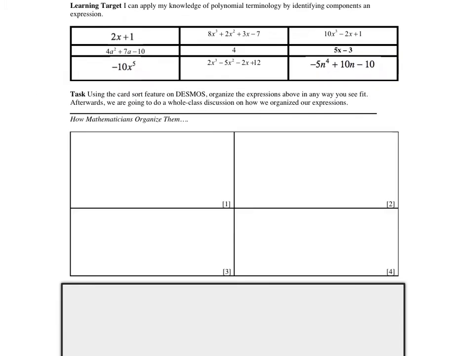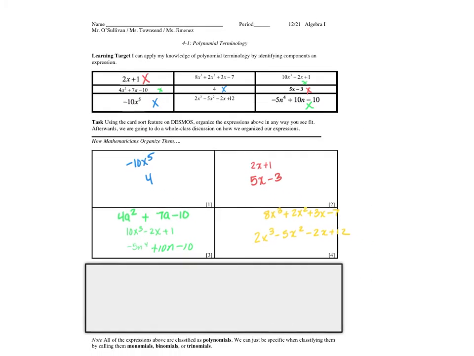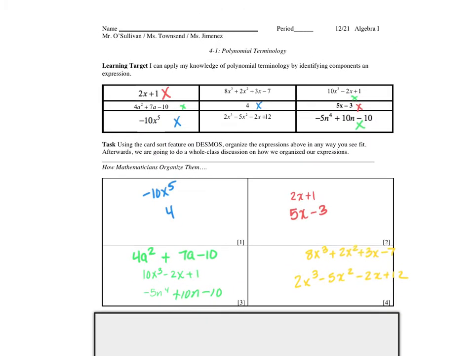Okay, now here's how the mathematicians would organize them. The mathematicians would organize them by how many terms there are. So I'm actually going to write out how the mathematicians would organize them. They would organize them by putting negative 10x to the fifth with my 4. They would put the 2x plus 1 and the 5x minus 3 together.